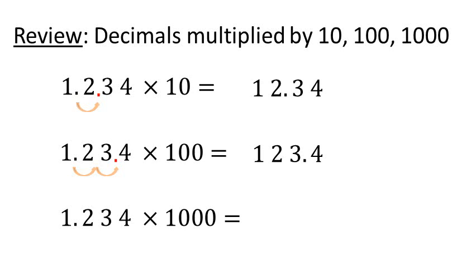123.4. Finally, 1.234 times 1000. Since 1000 has three zeros, you need to move the decimal point 3 to the right. So the answer is 1234 point, which is simply 1234.